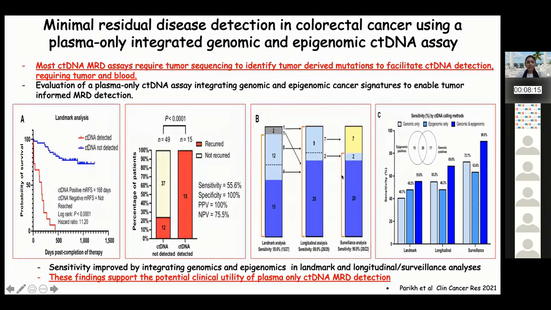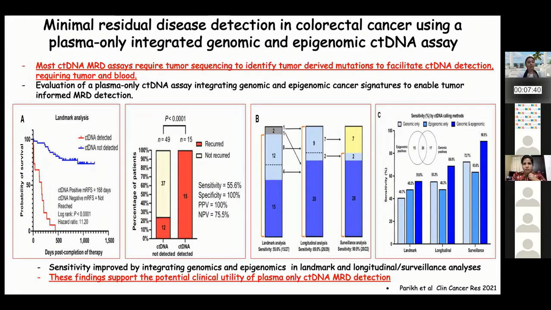Now, the problem with the previous papers that I've shown you is that those ctDNA MRD assays actually require tumor sequencing to identify tumor-derived mutations to facilitate ctDNA detection, requiring tumor and blood. Now, if you wanted to be a lot simpler, so you didn't want to do 2, this was a very important study that looked at a Guardant assay, evaluating plasma-only ctDNA assays, integrating both genomic as well as epigenomic cancer signatures to enable tumor-informed MRD detection.